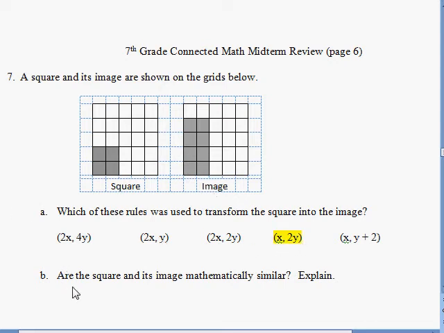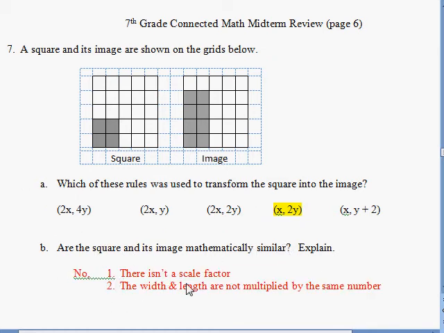The next question says, are the square and its image mathematically similar? And it says to explain. For an original shape and its image to be similar, the width and the length had to be multiplied by the same amount. In other words, it had to be stretched or shrunk by the same amount. In this case, we didn't stretch the width, but we did stretch the length or the height. So the width stayed the same, the length doubled. So the answer would be no, they are not similar.